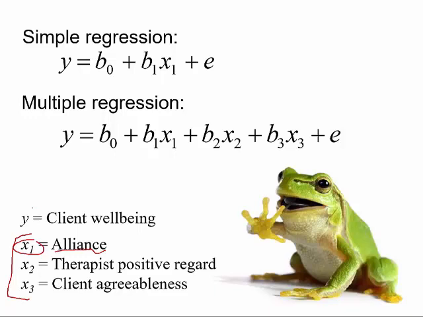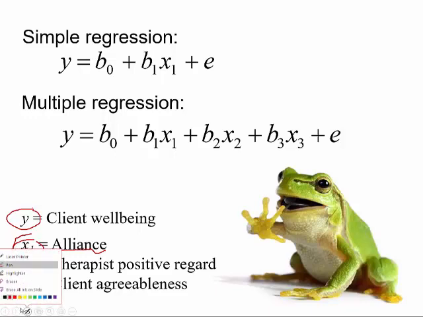A positive alliance would involve feeling like you and a therapist are working towards the same goals, feeling like you trust a therapist, like the therapist likes you, and like you have confidence in the therapist. All those would be parts of having a good alliance with one's therapist. Presumably, if clients have a better alliance with their therapist, they might do better during psychotherapy, and that might lead to better client well-being at the end of therapy.